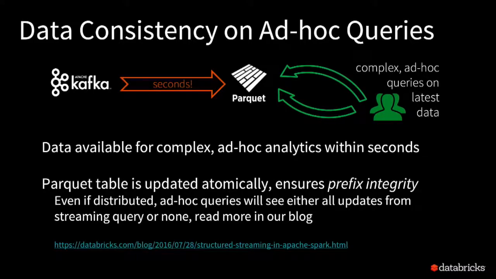The other cool thing to remember here is that the way we update the Parquet table, it ensures something called prefix integrity. What prefix integrity, without going into too much detail, means is that whenever the Parquet table is updated, you will either see all the updates together, or you see none of it at all. So the updates are added to the Parquet table atomically, thereby ensuring that whenever you're querying the data, you're getting consistent results, as opposed to seeing inconsistently updated Parquet tables. Again, more information on our blog.